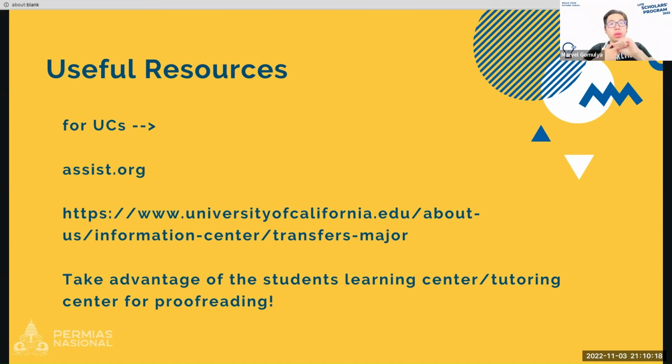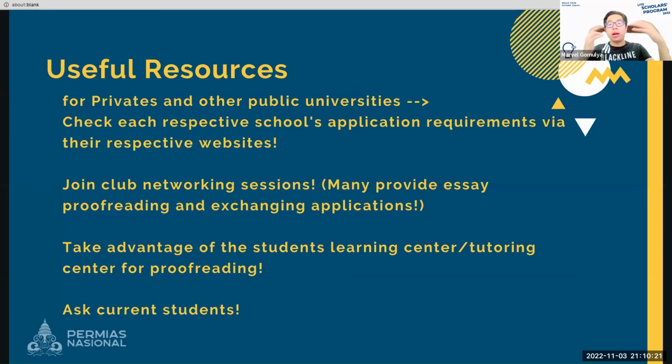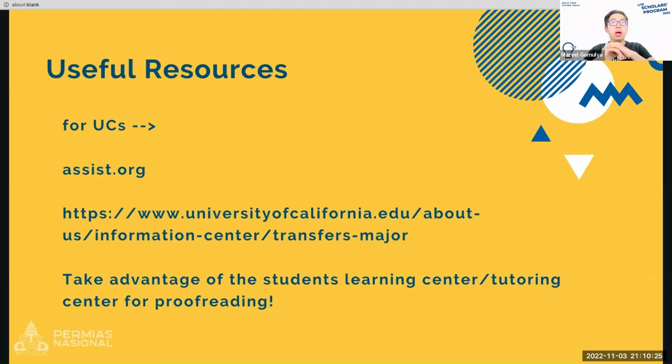The second thing is really take advantage of the Student Learning Center or any tutoring center. They will help you review your essays and do all that stuff as well.